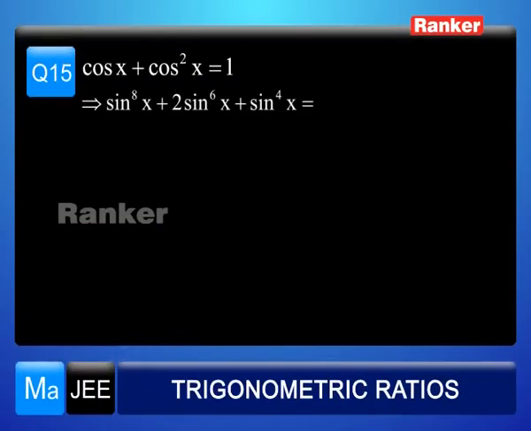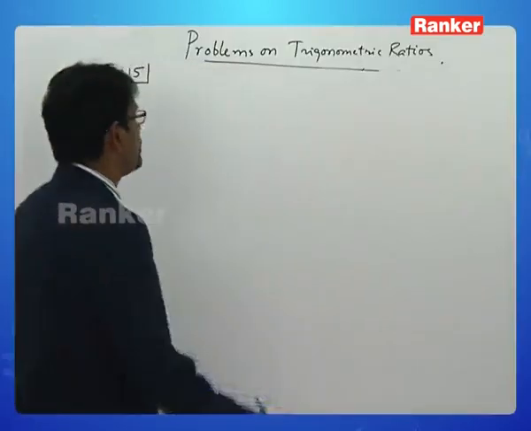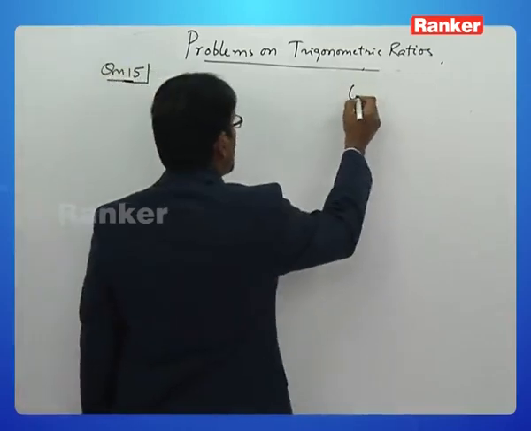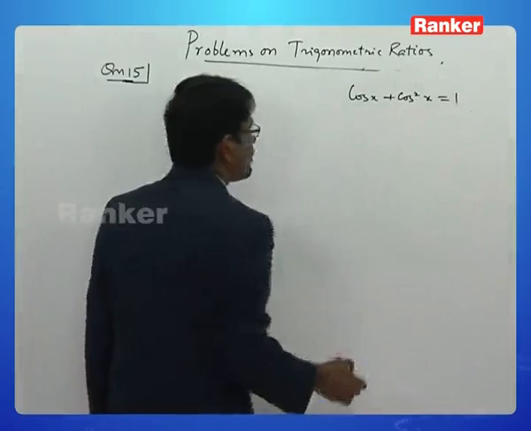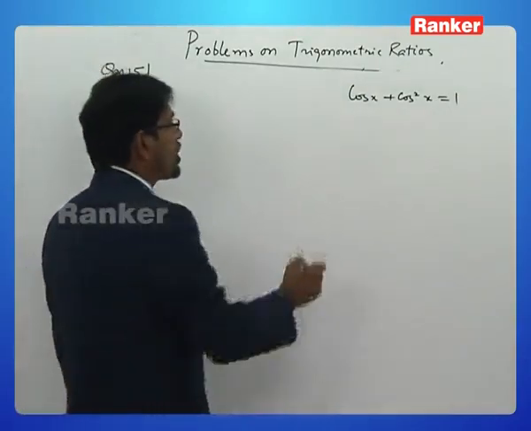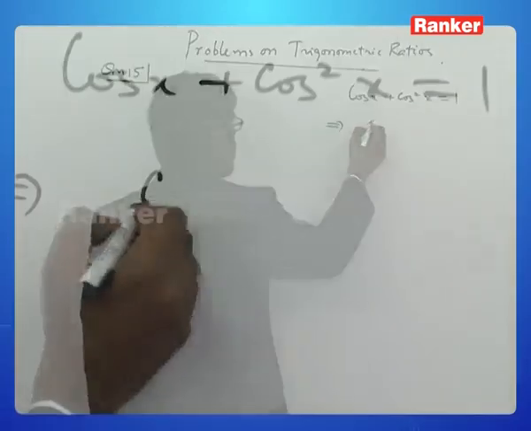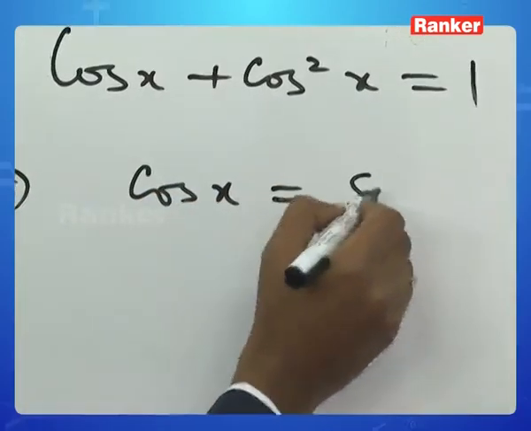If cos x plus cos square x is equal to 1, then sin x power 8 plus 2 sin x power 6 plus sin x power 4 is equal to what? First option 0, second option 1, third option 2, fourth option minus 1. Here cos x plus cos square x is equal to 1, which implies that cos x is sin square x.